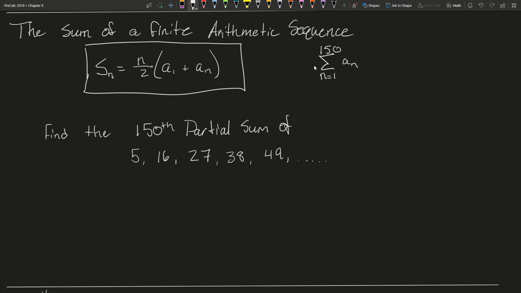Okay, so this is another equation which we just need to know. And what this says is that the sum of the first n terms of an arithmetic sequence is the number of terms we're summing divided by 2 times the first term plus the last term.